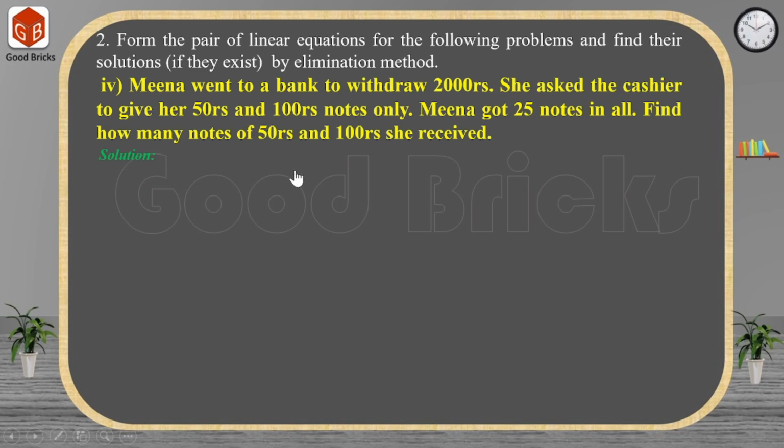Hi guys, now let us have a look at this fourth bit of second problem. In this, they said that Meena went to a bank Y to withdraw cash. How much? 2000 rupees. Now she asked the cashier to give only 50 and 100 rupees notes. Then the cashier gave 25 notes altogether. Now we need to find how many 50 rupees and how many 100 rupees notes were received by Meena.